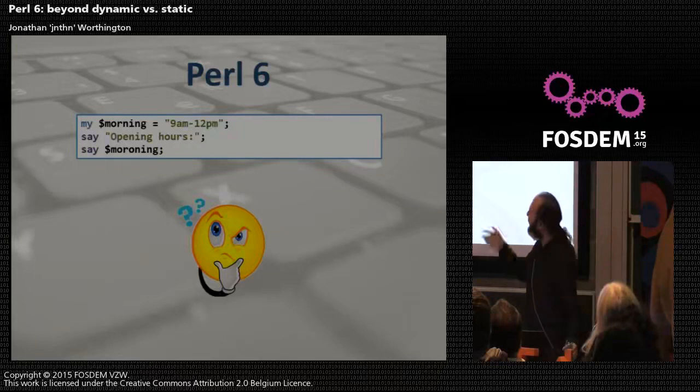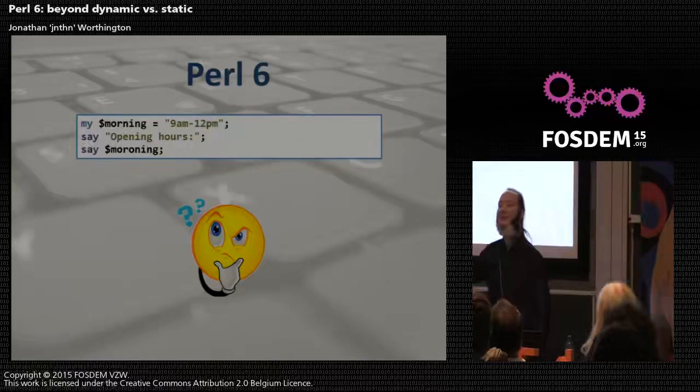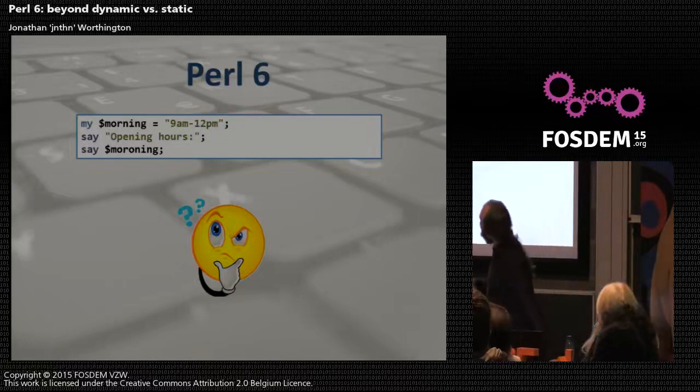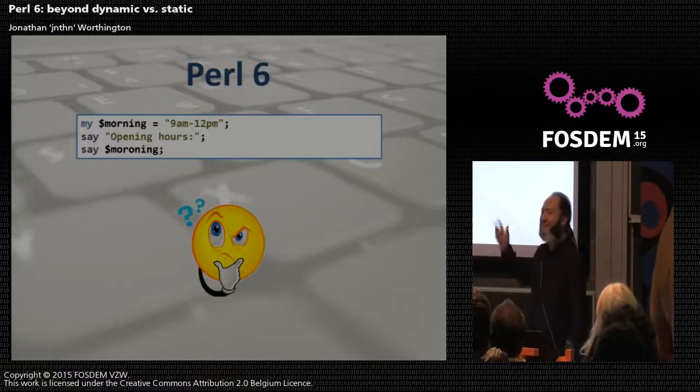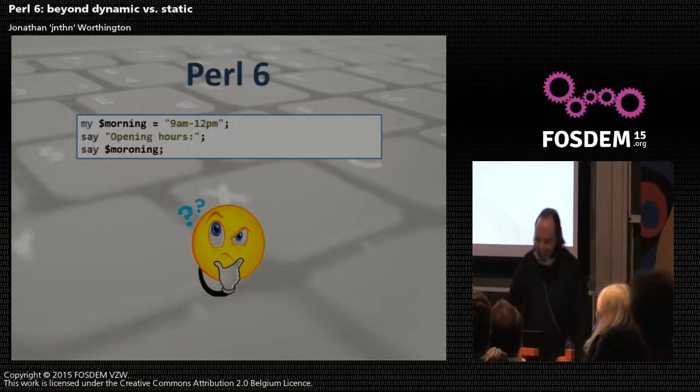It's going to print opening hours and then crash. Okay, that's one idea. Anyone else? It fails during compilation. No, you don't have strict warnings. It's not going to warn. It's going to print opening hours, new lines, and then it's going to print. But it's Perl 6. Read the slides, man.